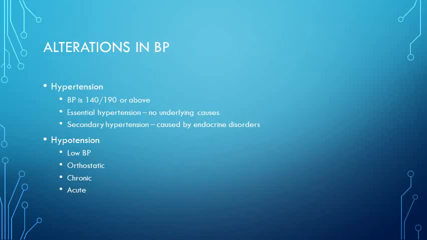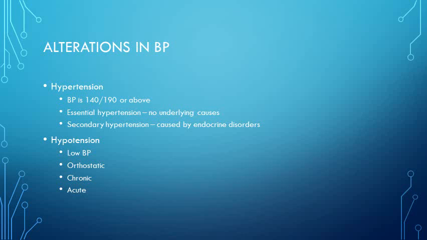There are a couple alterations in blood pressure that you need to watch out for. There's hypertension and hypotension. Hypertension is a blood pressure of 140/190 or above. There's essential hypertension, which has no underlying causes and can't be cured, but it can be controlled. There's also secondary hypertension, which is caused by endocrine disorders, and treatment focuses on correcting the problem that caused it.